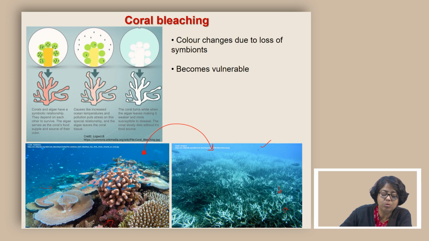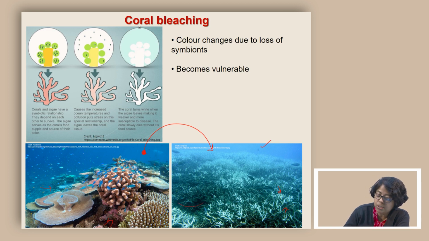They depend on each other to survive. The algae serves as the coral's food supply and the source of the colors. Now, once the temperature increases and there is also a role of pollution, then it puts stress on the special relationship, and these algae tend to leave the coral structure. With the absence of this algae, the coral becomes completely white, and because these corals are also lacking the food supply, 90% of their energy, they are more susceptible to disease, and these corals slowly die without the food source.